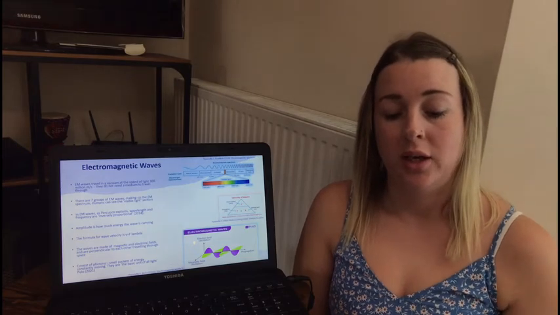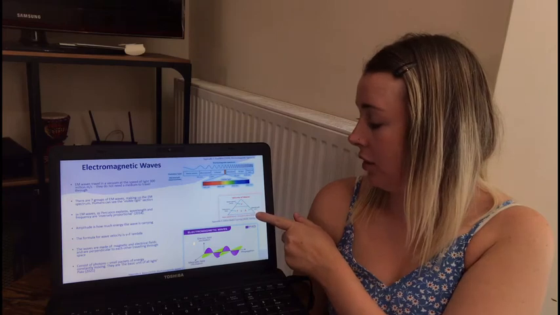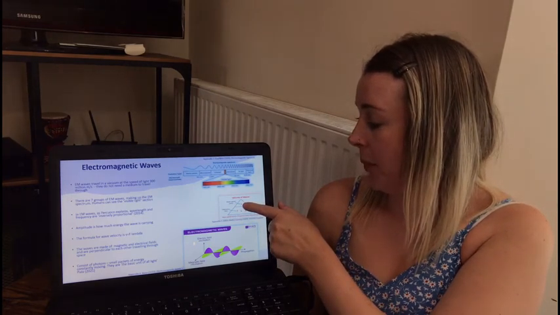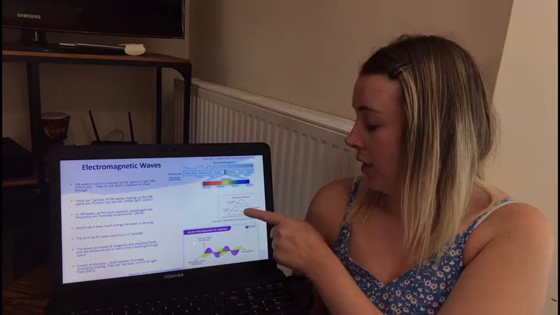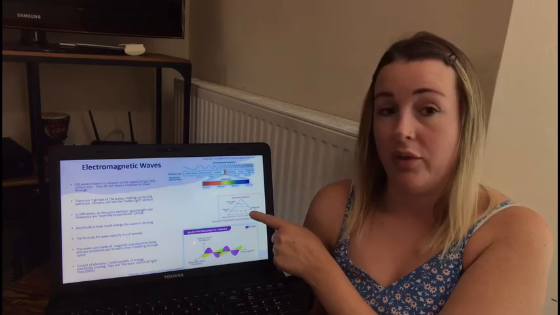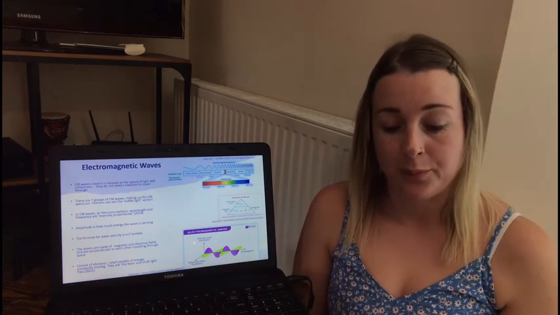Wave velocity can be calculated by this equation here, this triangle equation, and we have velocity at the top, frequency here, and wavelength here. You can also calculate, say, the wavelength by dividing the wave velocity by the wave frequency.